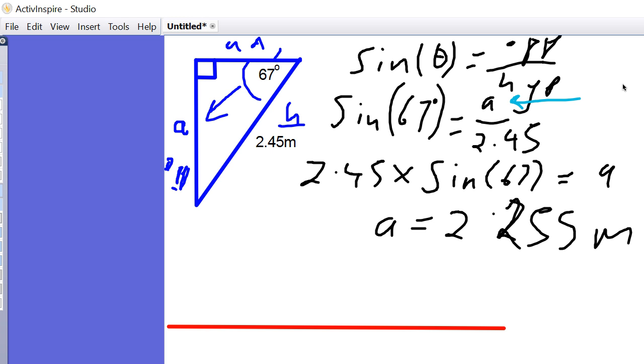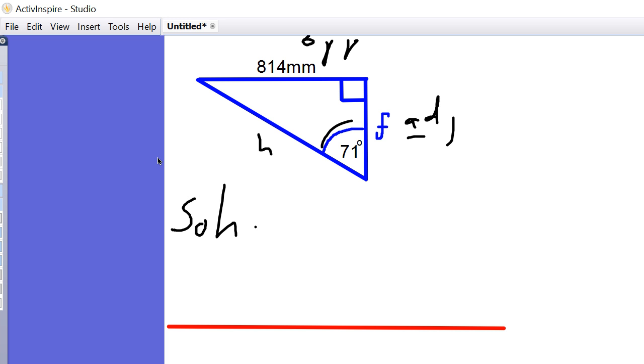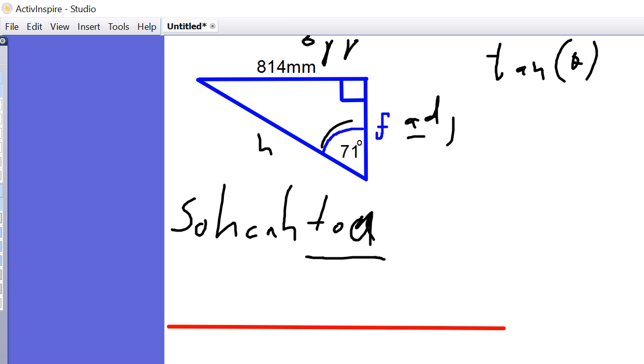Okay, last one. Oh dear. Go for it. Okay, here I go. So from here, there's my hypotenuse, there's my opposite, there's my adjacent. So this time I'm working with the opposite and the adjacent. So I look at my SOHCAHTOA, and which one is the only one with opposite and adjacent? Opposite and adjacent, tan. So tan of some angle equals opposite on adjacent.